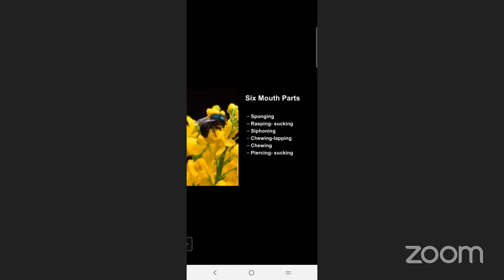Only chewing will be there in some, biting and chewing in the cockroach, and piercing and sucking in the mosquito. So these are usually all around us, whatever insects we see, we will be studying all of their mouth parts in detail with diagrams.